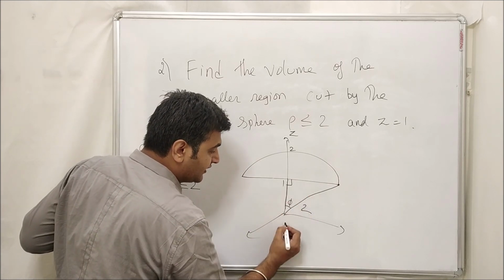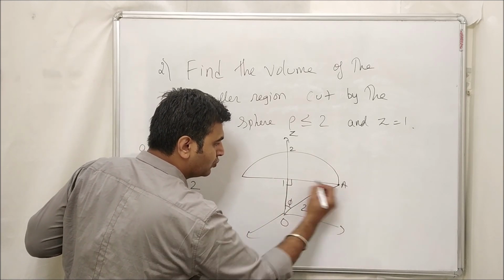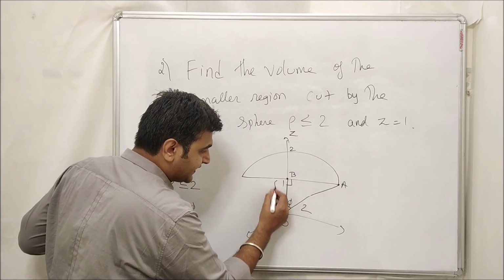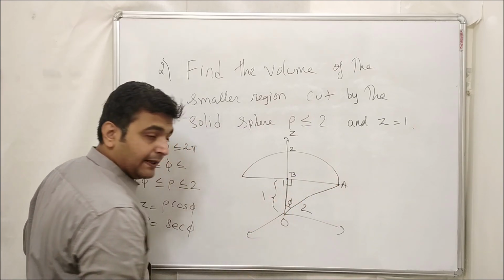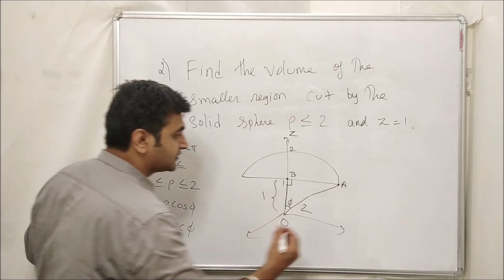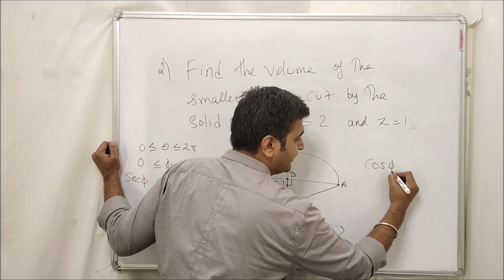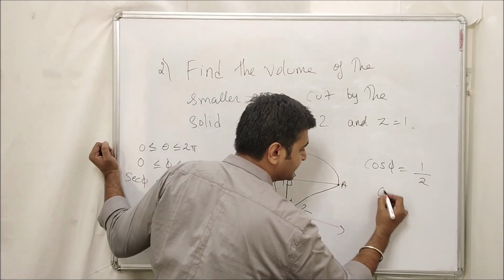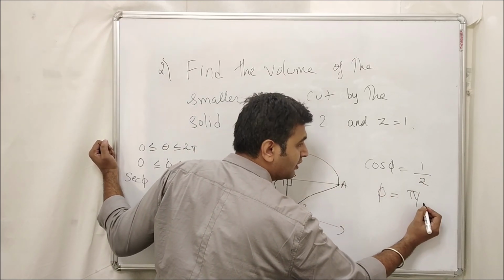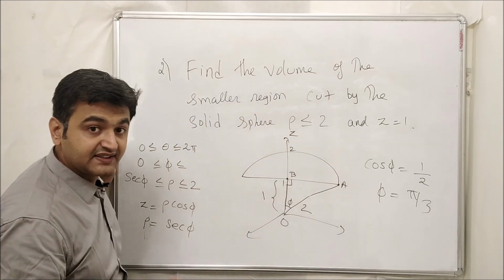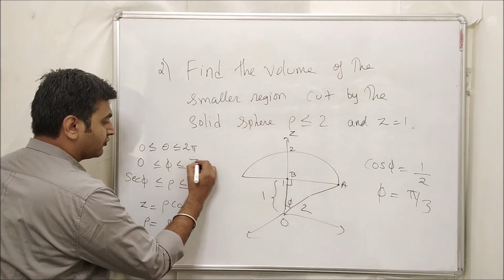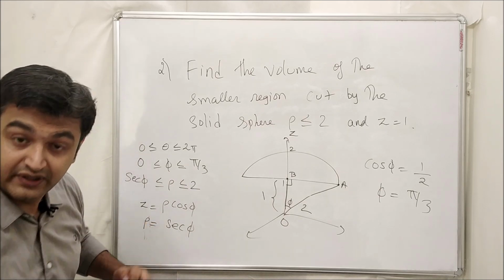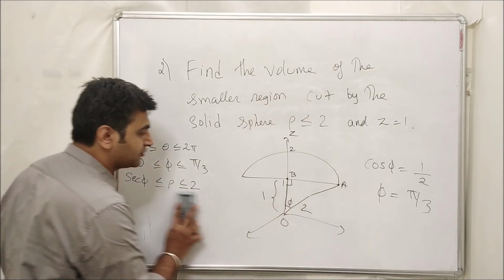This is 90 degrees. If I concentrate on triangle OAB, this right angle triangle, I know the adjacent side is 1 unit. I know the hypotenuse is 2. So what is cosine of phi? It is adjacent upon hypotenuse. So your phi is nothing but pi by 3, 60 degrees. Cos 60 is 1 by 2. So phi is from 0 to pi by 3. So we now got all the limits, and now the things are easy to solve, right?